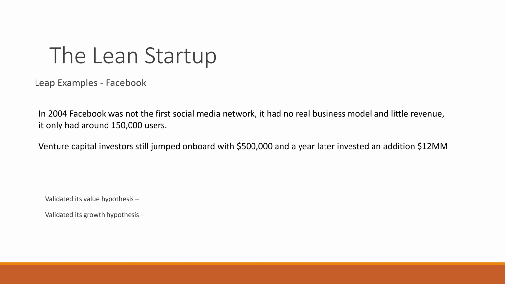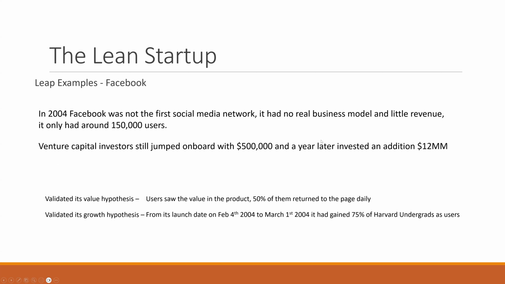But why? Because they were able to validate these two hypotheses. The value hypothesis was that users are drawn to the value of the product: 50% of them return to the page daily. I know it was a page; it wasn't on the phone back then. I know some of you probably don't realize that, but we used to have to go on the computer to look at Facebook. It wasn't on our phones because the smartphone wasn't even invented until about 2007.